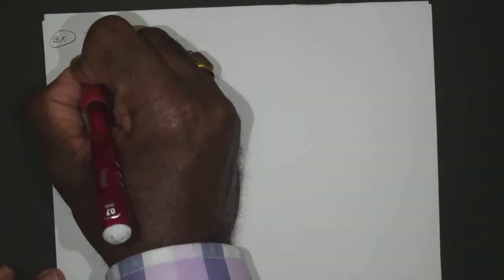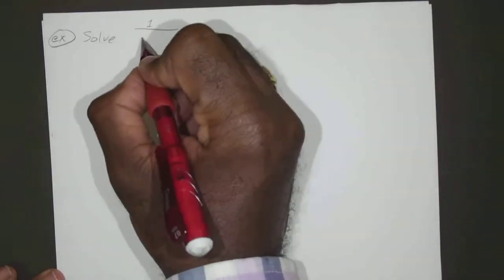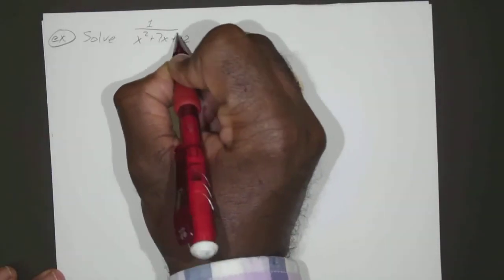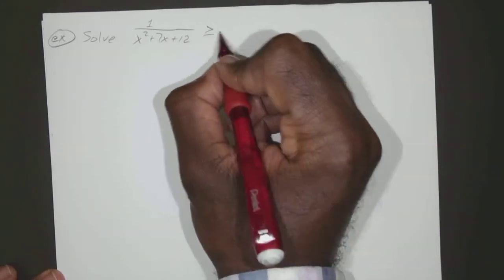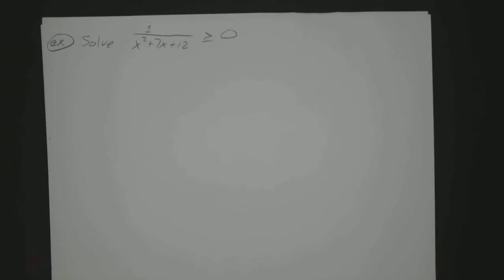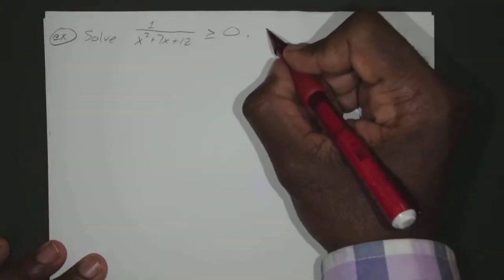Okay, so this next example is just a little bit different. Want to make sure you saw this in case you ran across one like it. So you want to solve 1 over x squared plus 7x plus 12 is greater than or equal to 0. And you want to write as interval notation.